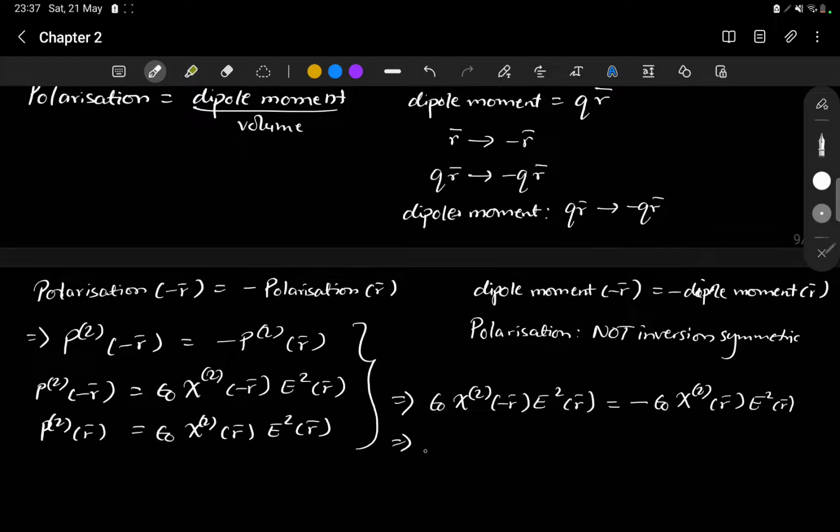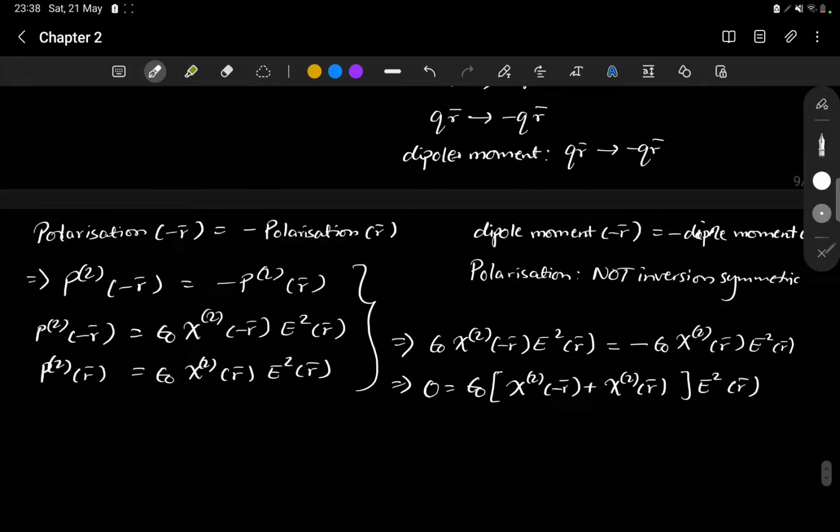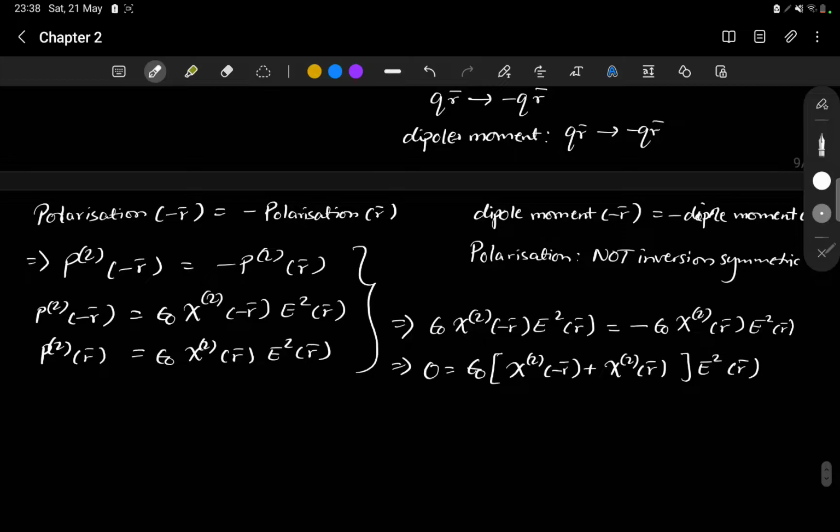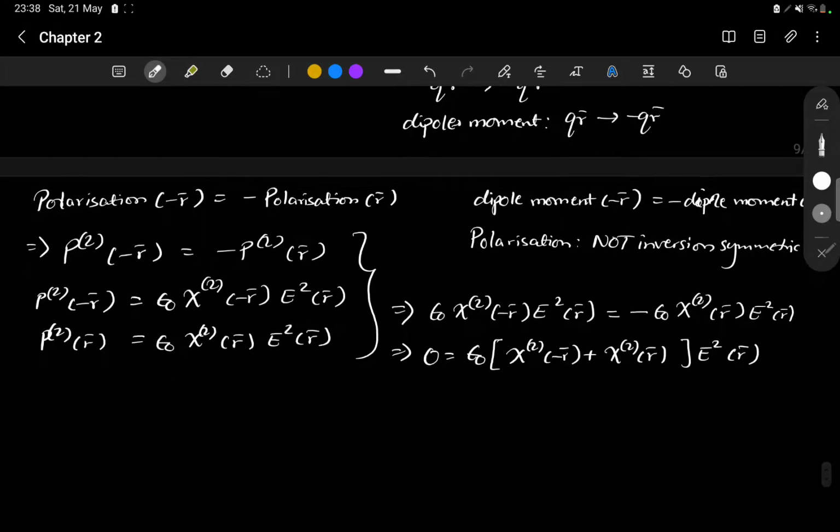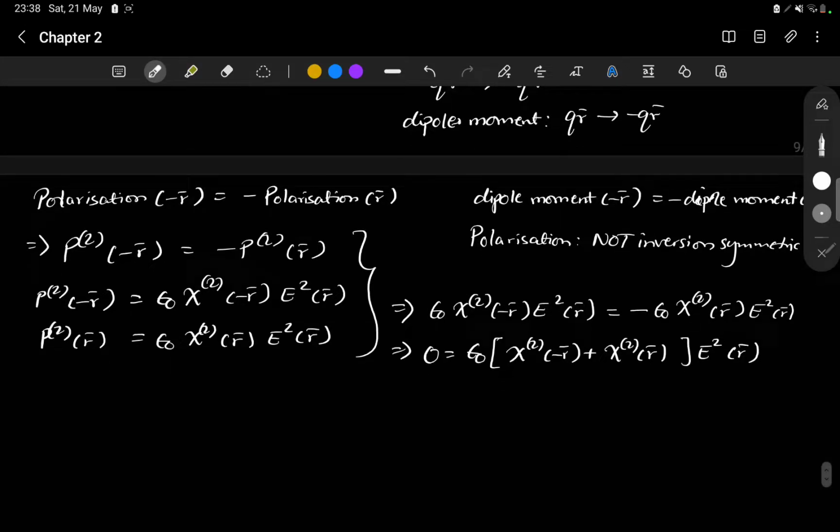So we can simplify this, rearranging some terms. Now epsilon naught is a constant, it is non-zero. The magnitude of the electric field squared will also be non-zero for a non-zero field. So this gives us the following.